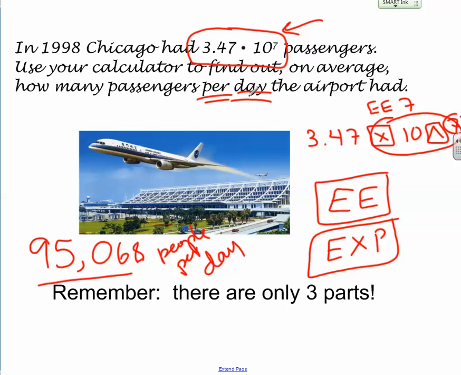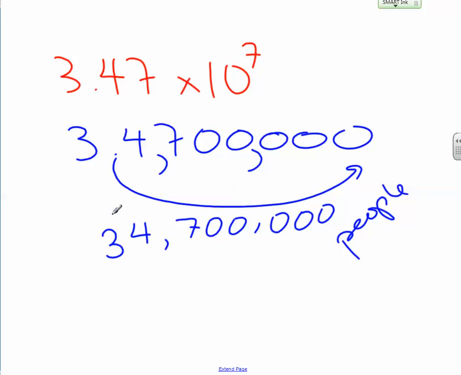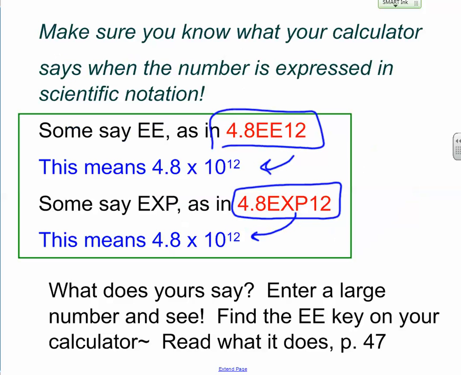And then we had to figure out, gee, if it's this many people in a year, what is that per day? And you guys divided by 365 days in a year. And we got it's about 95,000 people per day that go through that airport, which is a lot. This was 34,700,000 people per year. And that's a lot of people in a year. That's really just a little bit less than a tenth of the population of the United States.